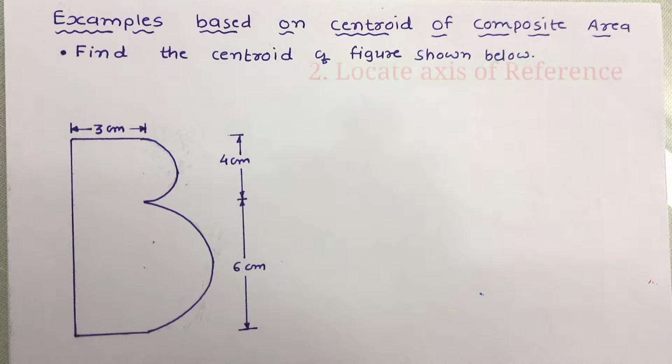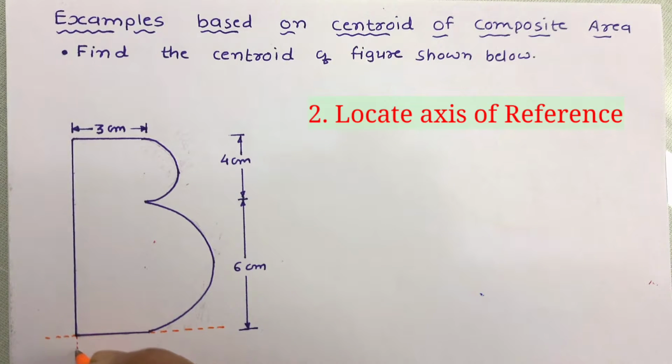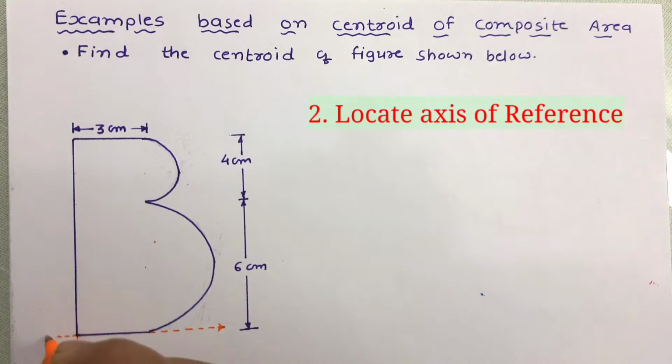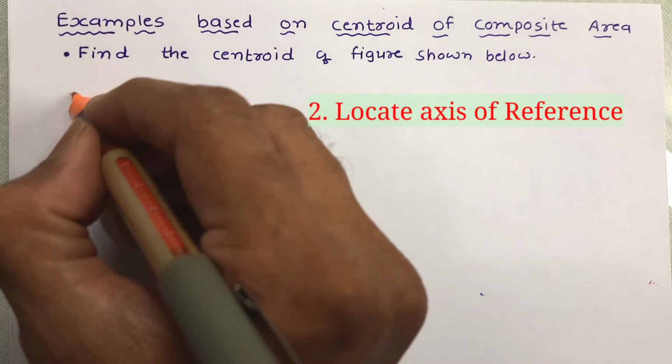Second step is to decide the axis of reference. So let us fix the axis of reference. Axes of reference are to be selected in such a way that the figure will remain in the first quadrant. So let us select the axes of reference such a way that the figure remains in the first quadrant. So these are the axes of reference. This is the x-x axis and this is the y-y axis.